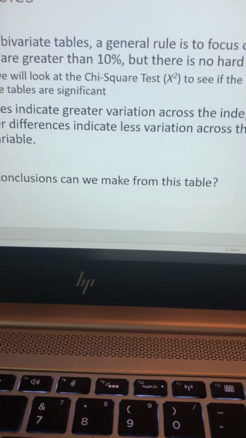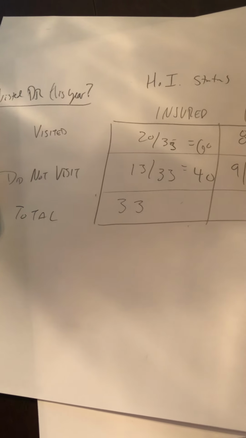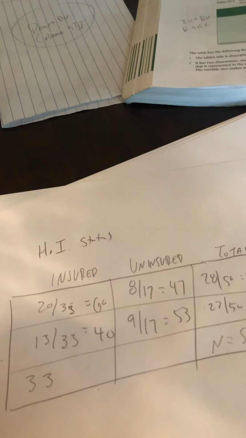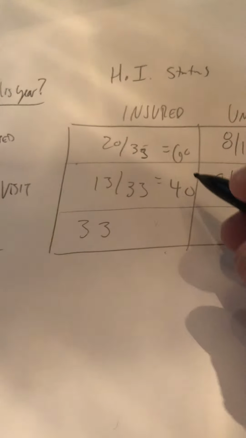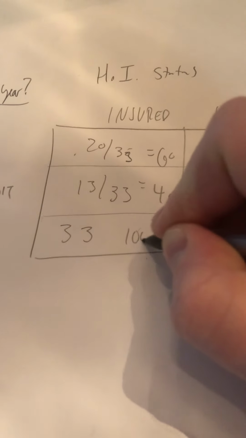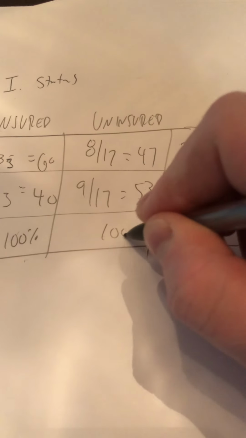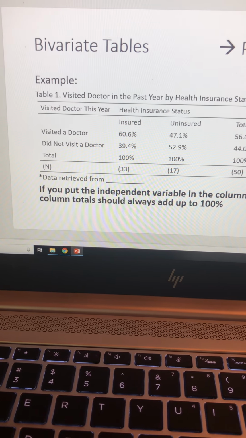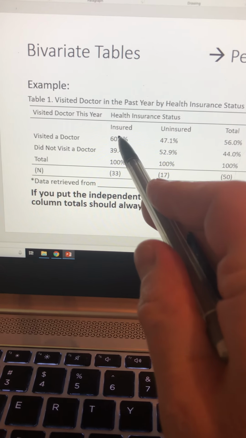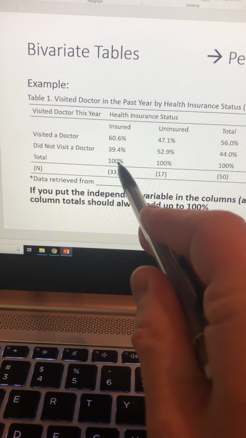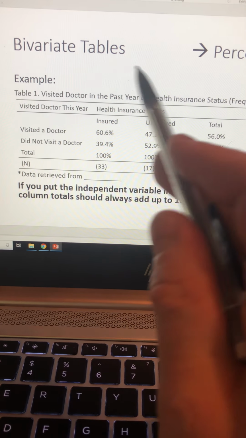We can do the same thing with the bottom. Bottom is going to be easy. And this is sort of the trick, is that your columns should always sum to 100. So basically, what we're doing here with the total, right? So 60, 40, well, that's 100%. And then this is going to be 100% as well. So see how your columns always sum to 100, and the column variable are the independent variables.